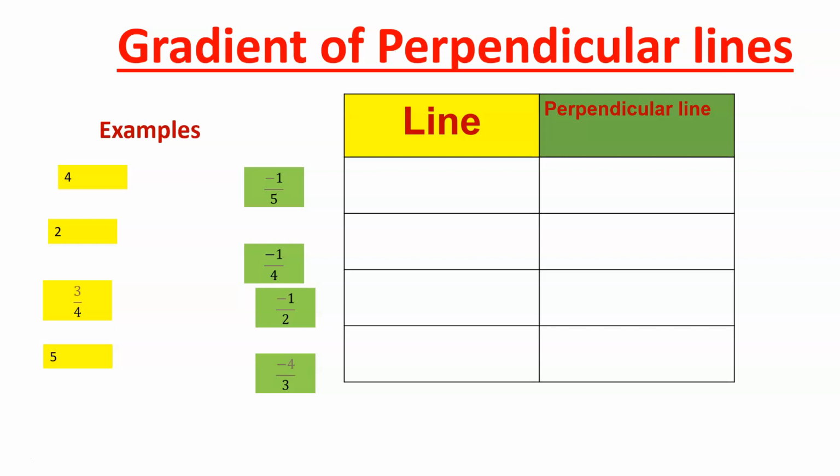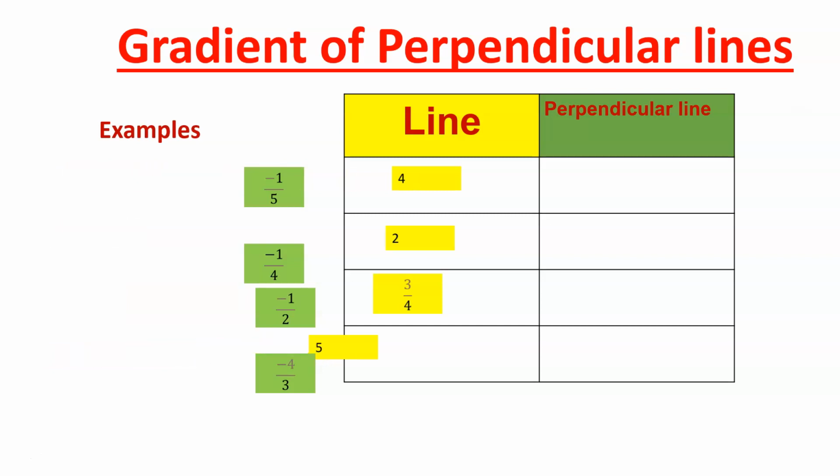Stop the video and match them. Fine, I think we have done. Let's take the 4 lines first. Here we are. If a line is perpendicular to a line with a gradient of 4, what will its gradient be? Well, it will be the negative reciprocal, which is minus 1 over 4. So a line with a gradient of 4 and a line with a gradient of minus 1 over 4 are perpendicular because their gradients are negative reciprocal of each other.